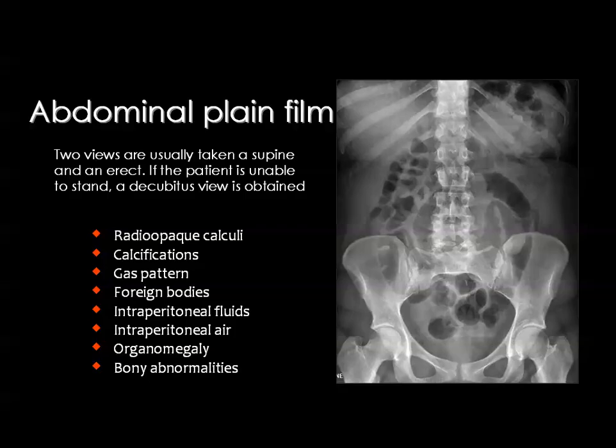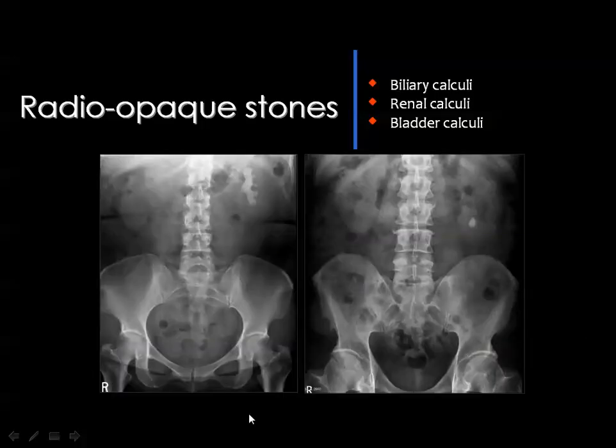And plain films can show radiopaque calculi contributing to biliary colic or renal colic, for example. Calcification anywhere in the abdomen can also be shown. They show the gas pattern in the intestine, and can help very much in the diagnosis of intestinal obstruction. Also foreign bodies, intraperitoneal fluid collections and pneumoperitoneum, as well as some of the bony abnormalities and organ enlargement, in particular the liver and the spleen.